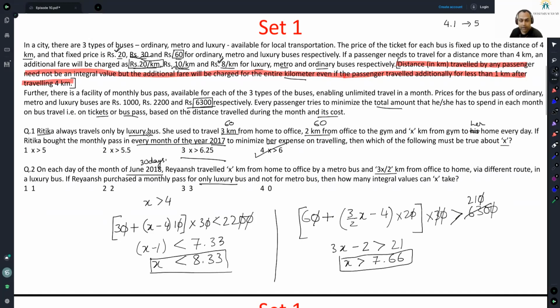I already had one limit for x. So how many integral values can x take? Answer has to be 1. There is just one integral value that x can take. When x is equal to 8, only then does it make sense for him to buy a luxury bus pass, but not a metro pass.